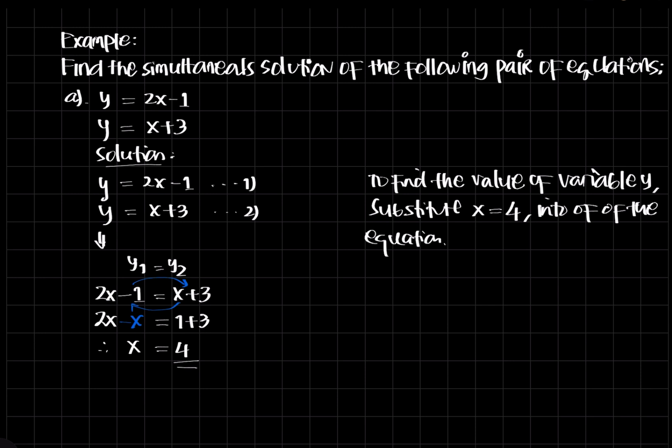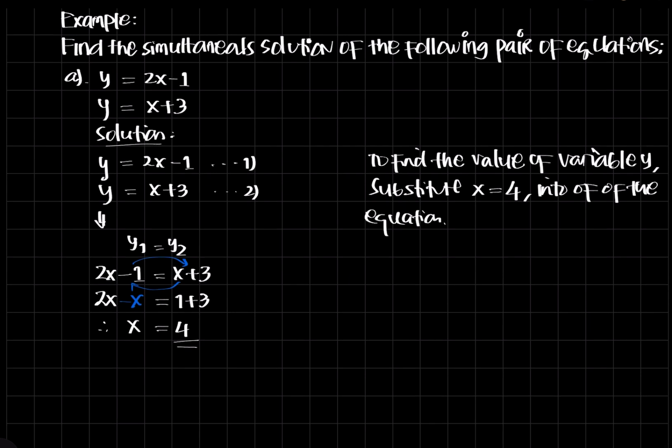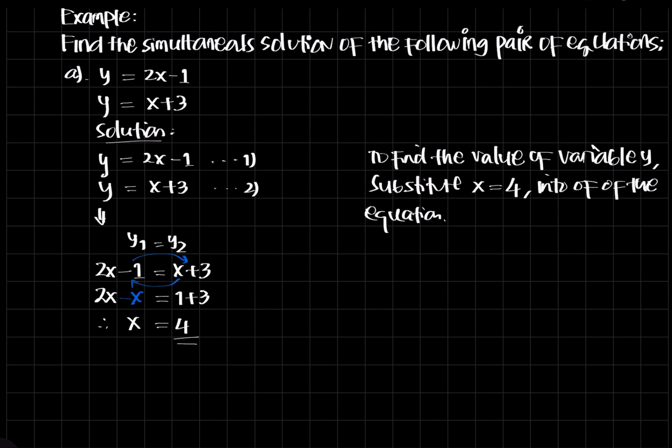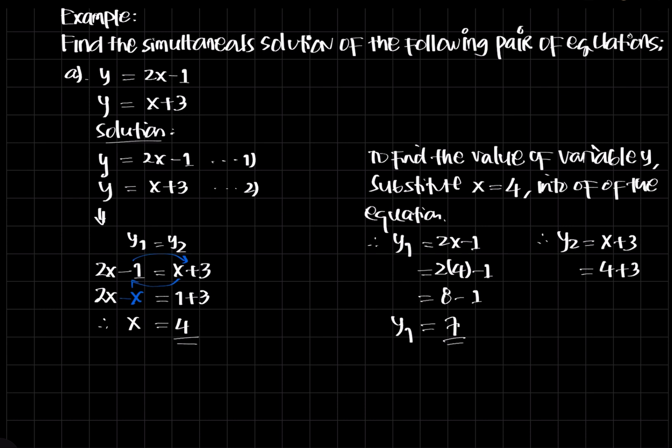So let's say that I choose the first equation. So I choose y1, 2x minus 1. So when x is 4, 2 times 4 minus 1. So that is 8 minus 1, then that is 7. When I choose y2, then this is x plus 3. So x is 4 plus 3. So then y2 is 7. So it's proven.